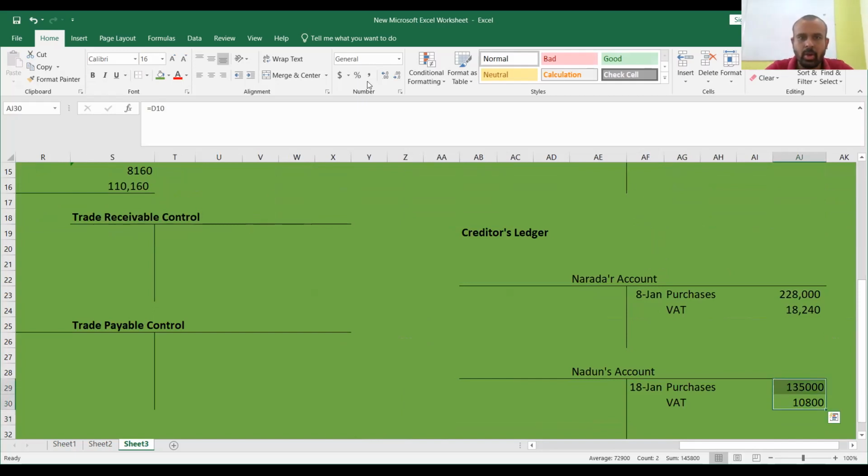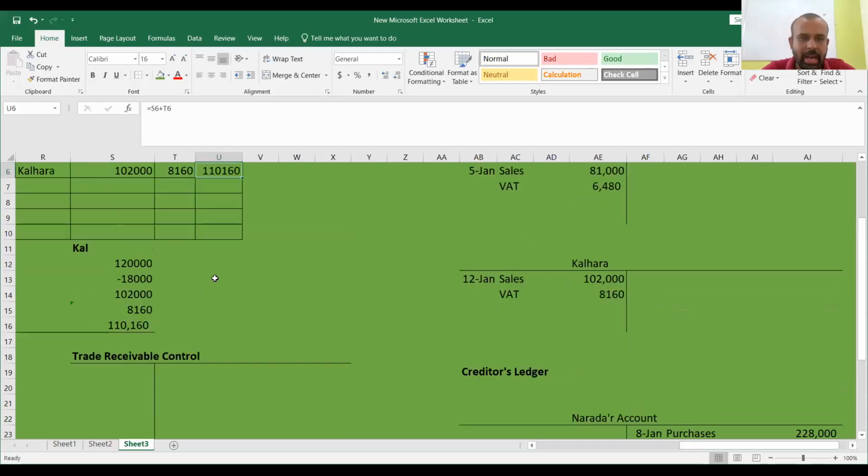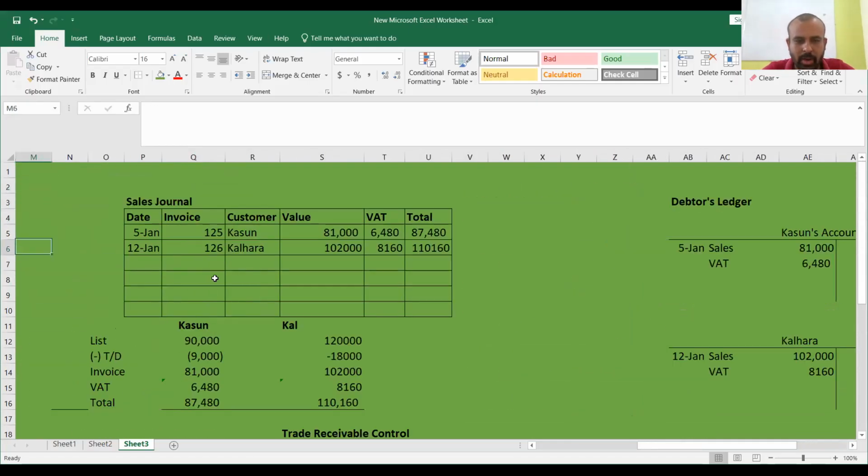Okay, what do you do next? 12 January, 4,000 units you sold for 60. Credit sales. 21st January, I asked you to make it 21st January. Invoice 127. Name of the customer, you can say Kavisha.